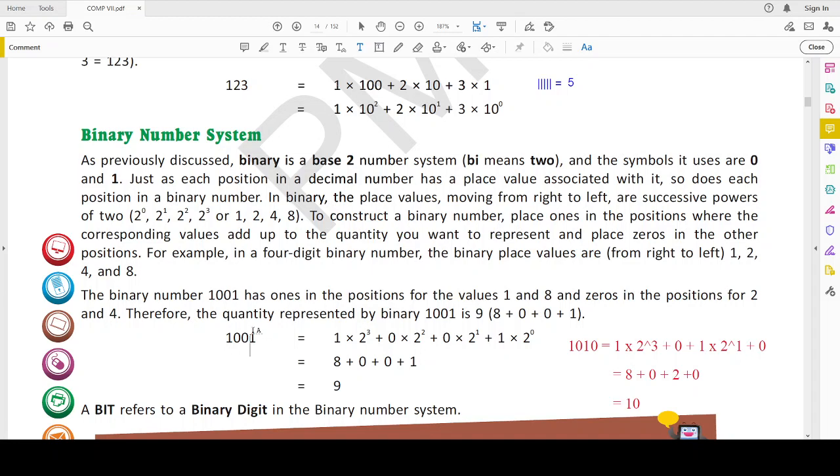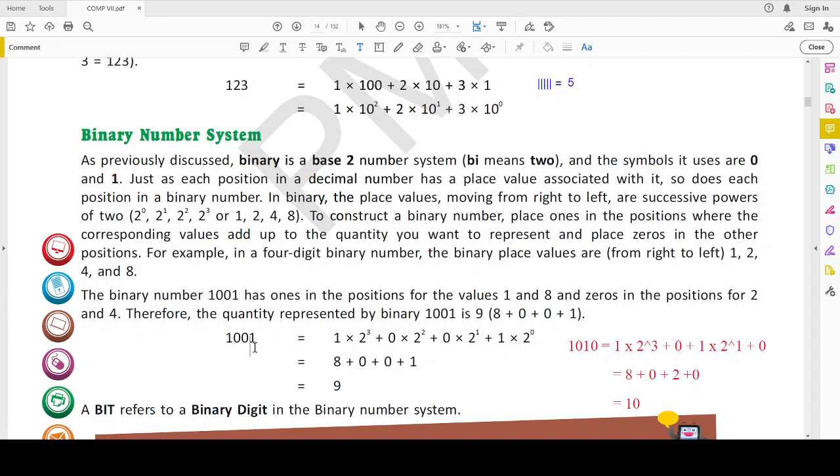This is not in decimal number system. Had this been in decimal number system, we would have written 10 to the power 0, 10 to the power 1, 10 to the power 2, 10 to the power 3. But this is in binary number system. So for this, we have to calculate the powers of 2.